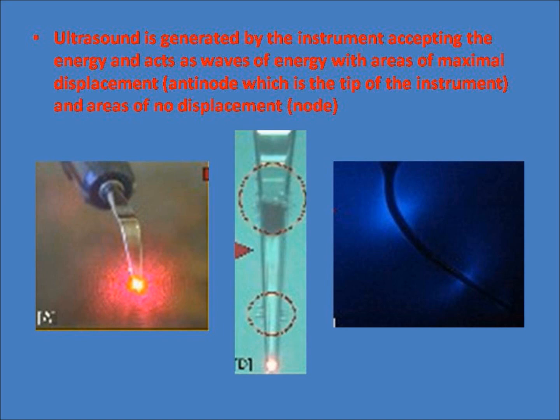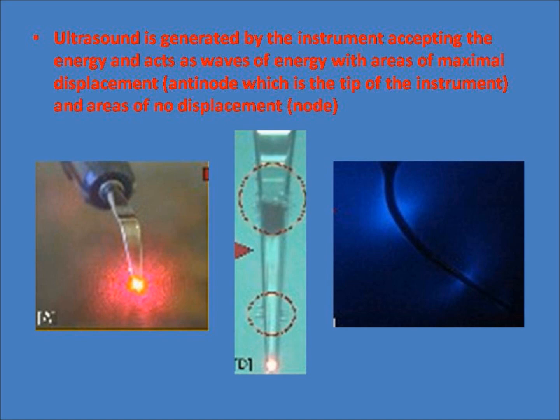A standing wave has areas with maximum displacement, anti-nodes, and areas with no displacement, nodes. The tip of the instrument exhibits an anti-node. The file must be used only for a short time, must remain passive within the canal, and the power must be controlled carefully.